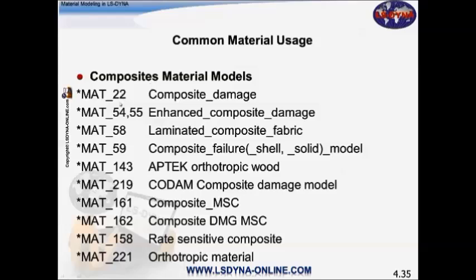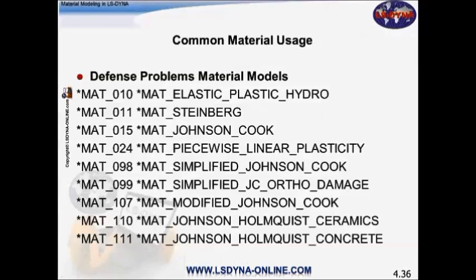Composite material models, there they are. These are the common ones, as I mentioned, with failure type of models. But let's see, for defense problems, these are the material models that you can use. 224 is really there. I didn't put it, but I think you can substitute 15 by 224. But there is, for example, a ceramic material model for defense problems. Concrete: you can do very high velocity impact into concrete with material 111. Well, it would be a nightmare to do that with other material models. These are the defense type of material models.